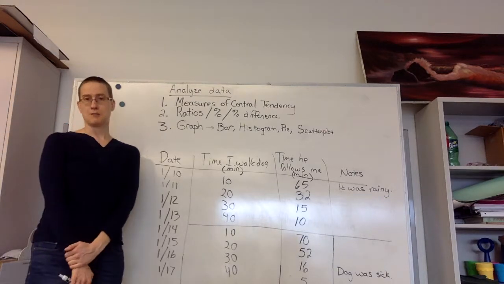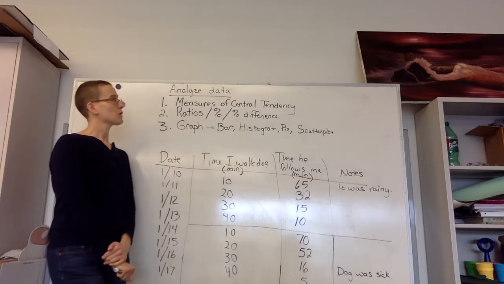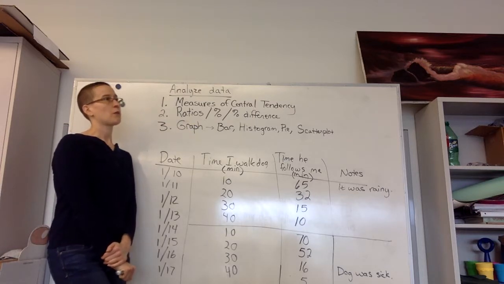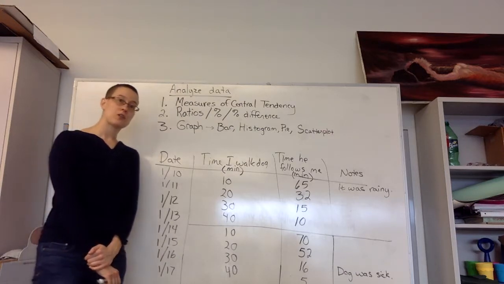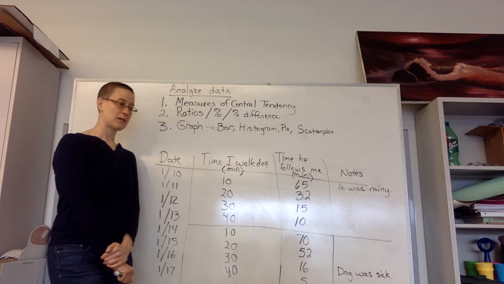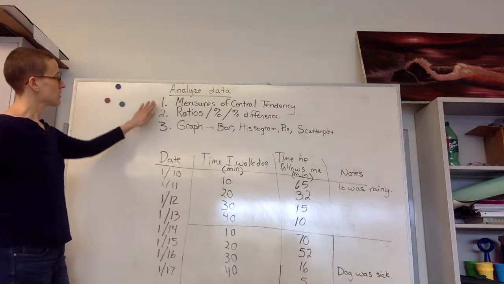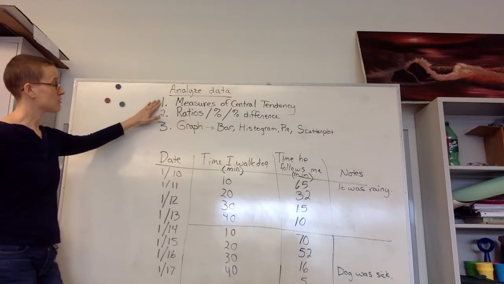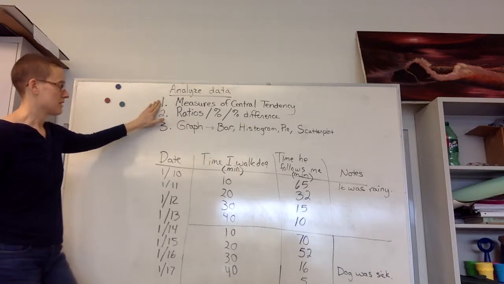Now everyone's data is different, so you may or may not need to use some of these methods. What you do need to do is think about what would be the best way to analyze your data. Suggest that to your instructor, and then your instructor will give you further feedback about what he or she thinks. So the first thing you're going to look at is, can I use measures of central tendency to describe my data? And for most data, yes, you're going to use measures of central tendency.